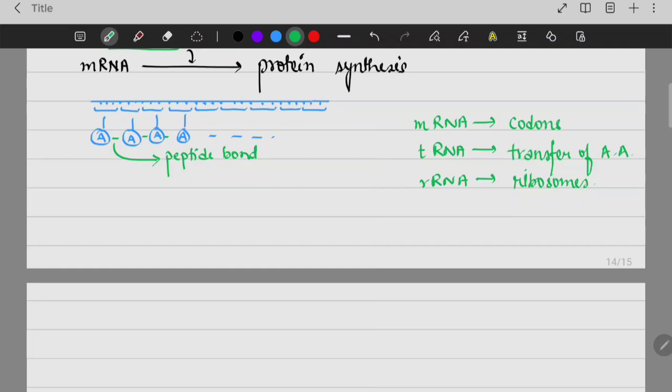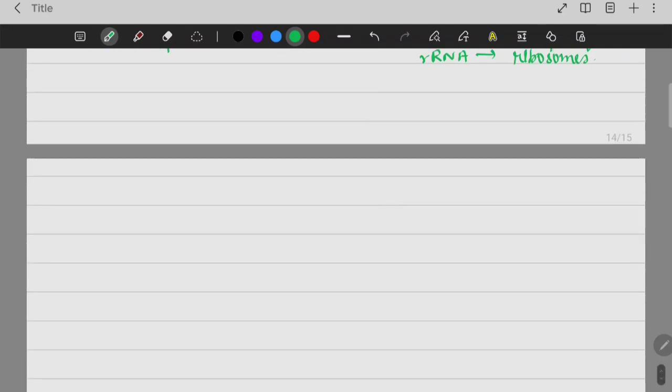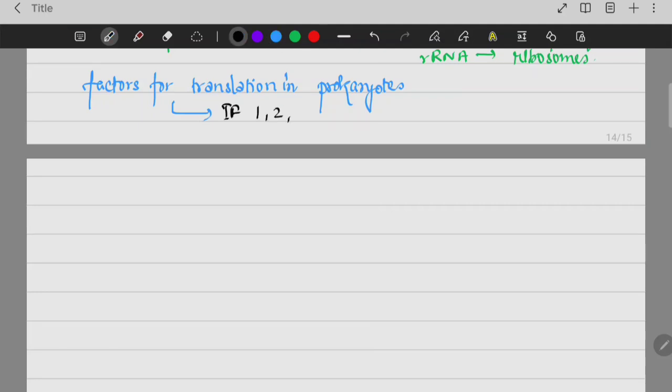Okay. Now translation in prokaryotes has different factors. The initiation factors include initiation factor 1, 2, 3, 4 and 5. The elongation factors are elongation factor G and Tu factor, and the termination factors are RF 1, 2 and 3. Okay, these are some of the factors in the translation process of prokaryotes.